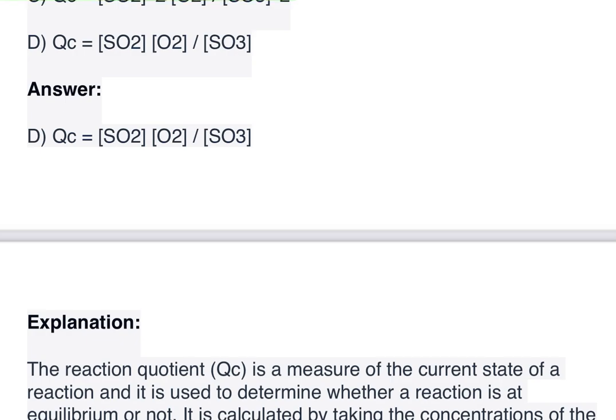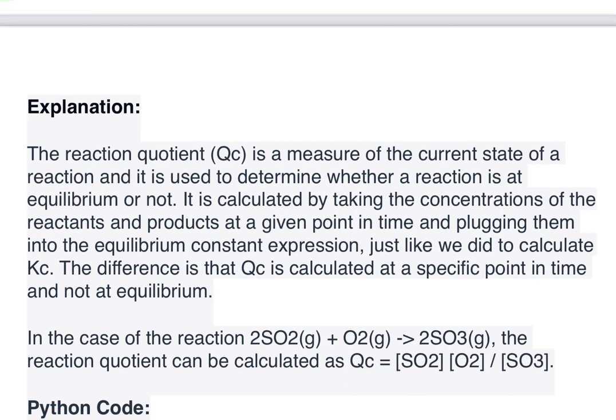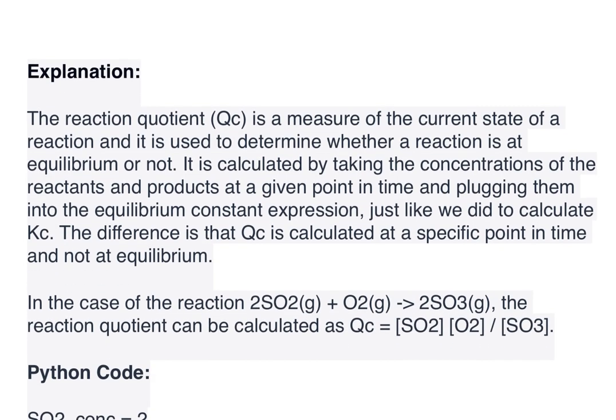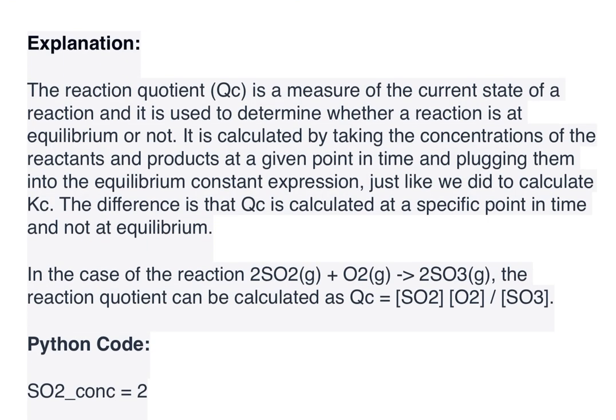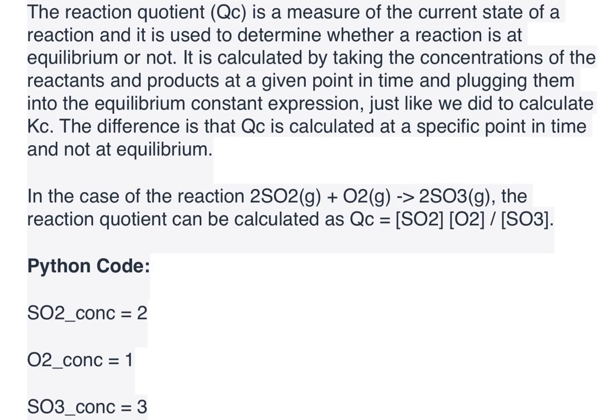Explanation: the reaction quotient, Qc, is a measure of the current state of a reaction and it is used to determine whether a reaction is at equilibrium or not. It is calculated by taking the concentrations of the reactants and products at a given point in time and plugging them into the equilibrium constant expression, just like we did to calculate Kc. The difference is that Qc is calculated at a specific point in time and not at equilibrium.